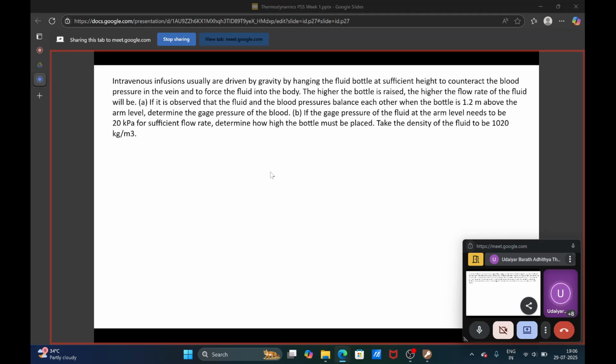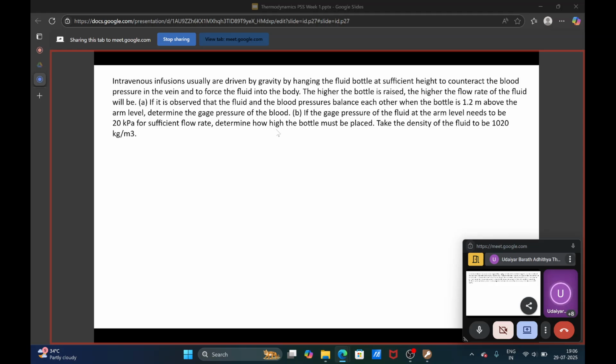So there are two cases. In the first case, we are saying that if your blood pressure and the fluid pressure are balancing when you keep the bottle at 1.2 meter above the arm level, then what will be the gauge pressure of the blood? Gauge pressure is nothing but your absolute pressure minus your atmospheric pressure.